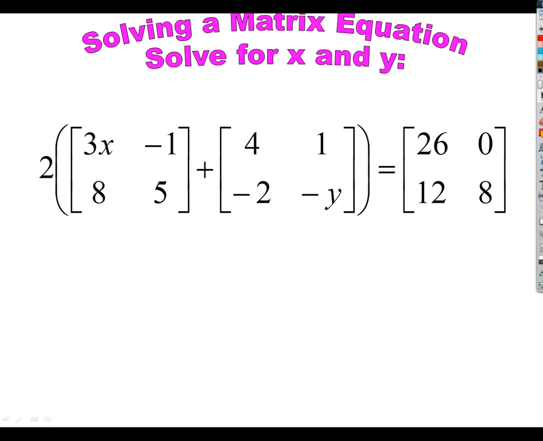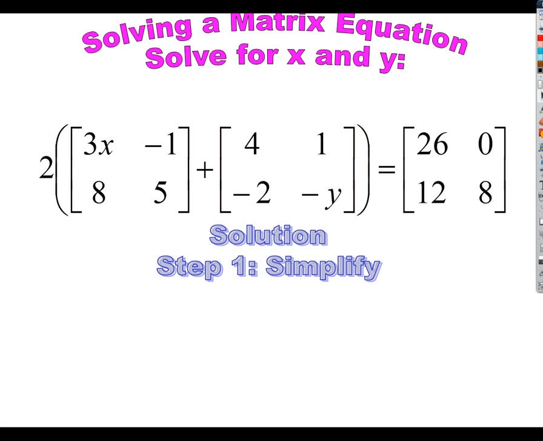So what am I going to get for my first element, row 1, column 1, if I'm adding these two together? No. 3x plus 4. Because those aren't like terms. I can't combine them, but I'm still adding them up. Right? Now, negative 1 plus 1 equals 0. So those combine, right?